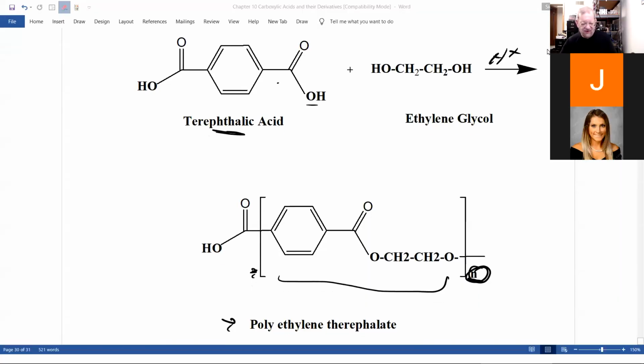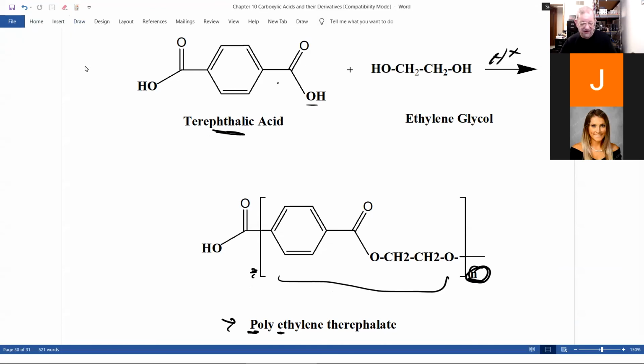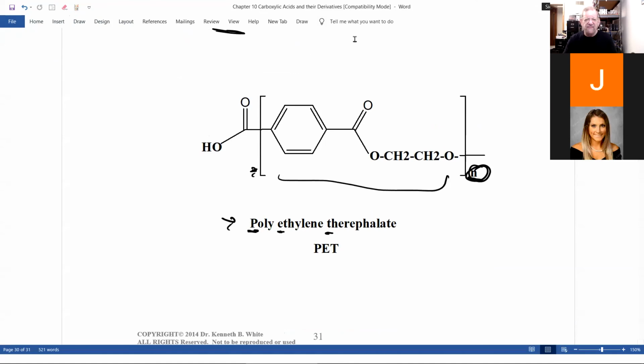Well, I can look at the name here and say, get a black pen, P, polyethylene, E, terephthalate. Instead of saying, oh, that long word, polyethylene terephthalate, I can just call this polymer that I just made, PET. And that's the material that's making up the plastic in this bottle. These water bottles, 2-liter and even smaller pop bottles, are made of PET.